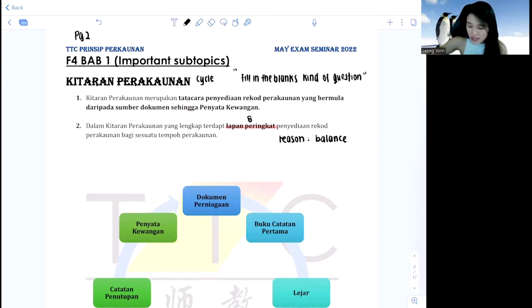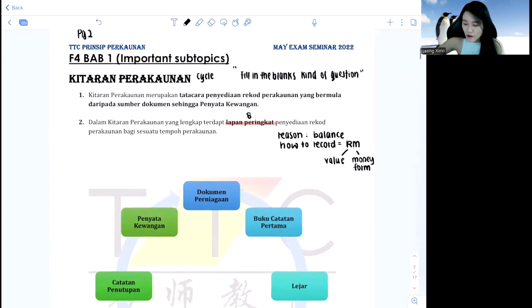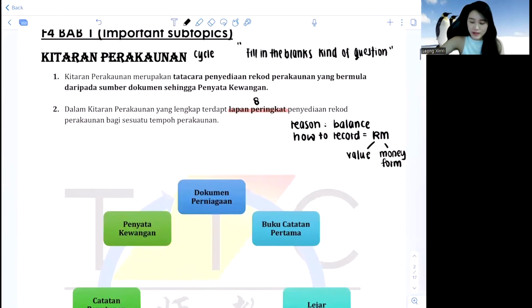Reason as well. So then the second thing is, how are we going to record our transaction? How to record. Now we record everything in terms of RM. So RM, right, it doesn't mean it must be money, okay? It can be in either you treat it as a money form or you treat it as the value of your item. Okay, it is in a value form or money form. So depends on the question itself lah.